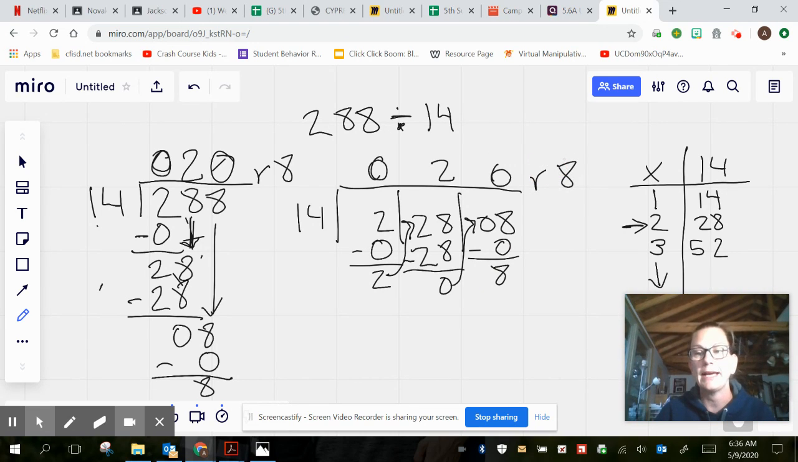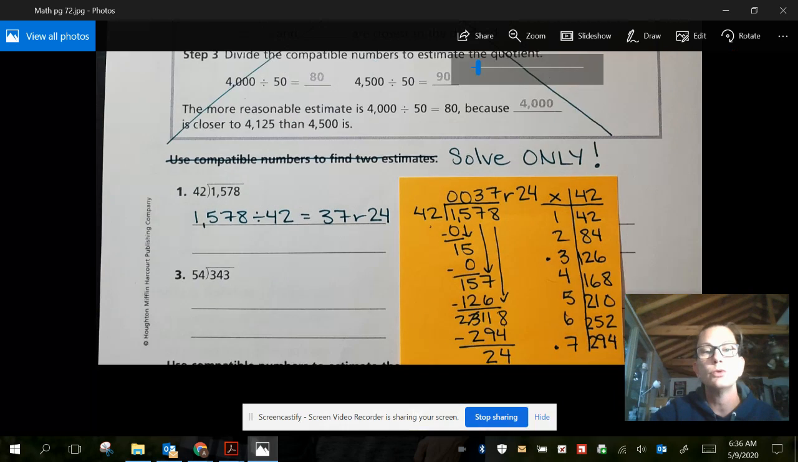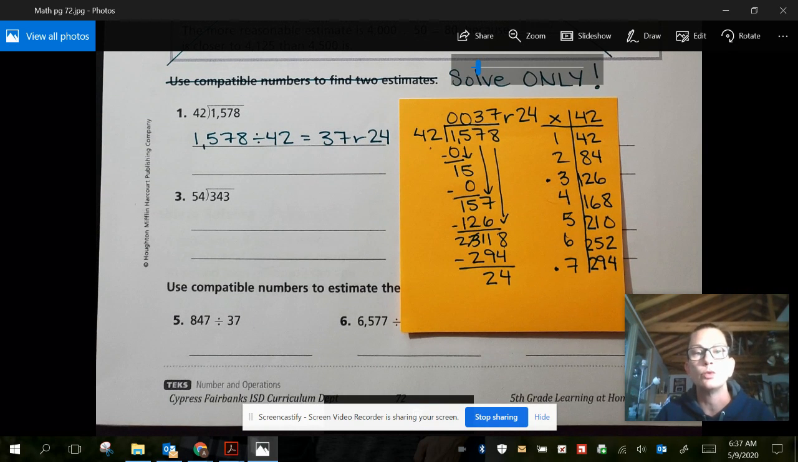Okay, so when we go to our very first practice page, which is going to be page 72, let me take you over here. Here's page 72. Notice that I crossed out how to use the whole compatible numbers. You're not going to do that today. So all you're going to do is solve only. You're going to need extra paper. You need to take a picture of how you got your answer.